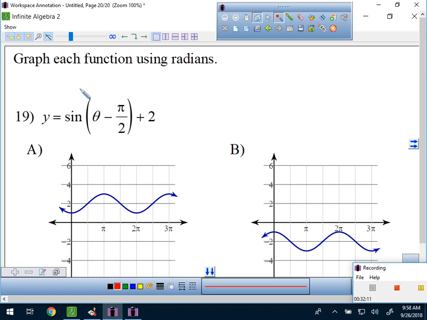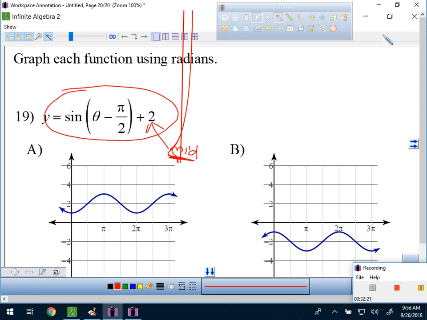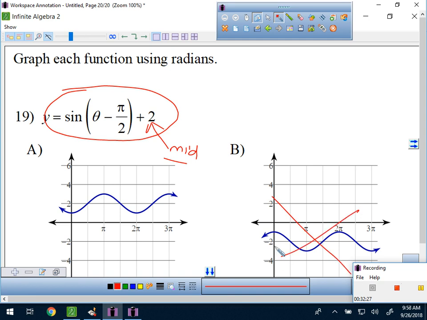So I want you to graph this function. Here's what I would suggest you do. First thing is identify the midline. My midline is at 2. So I'm just going to go ahead and say this: if my midline's at 2, I know beyond a shadow of a doubt answer choice B isn't my answer, because where's the middle on that graph right there?